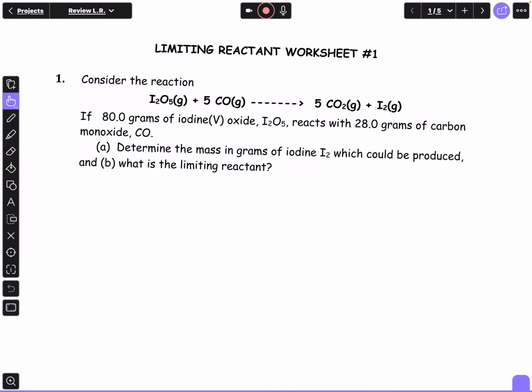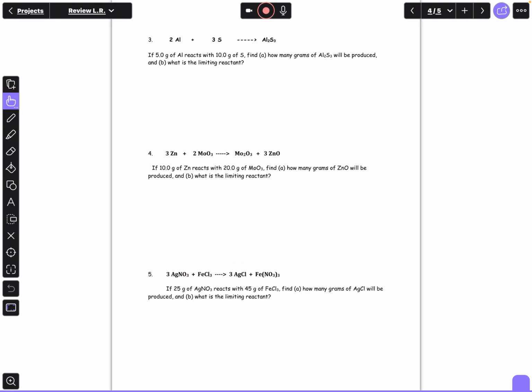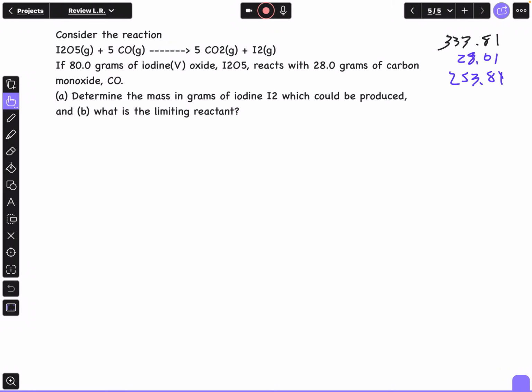I'm going to work it, and then you can work the other ones. So here's number 1 right here. I have it where I can have more room. It says, consider the reaction I2O5 plus 5CO. And remember those parentheses, it says G, which is just telling you the state of matter, it's telling you it's a gas. But plus 5 times CO, carbon monoxide, produces 5 CO2 plus 1 I2.